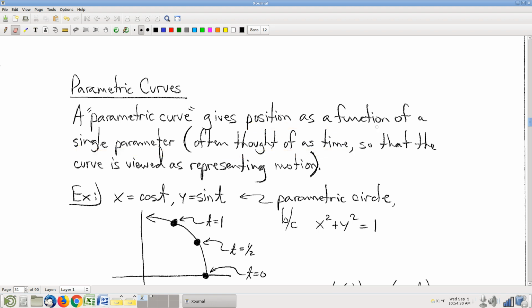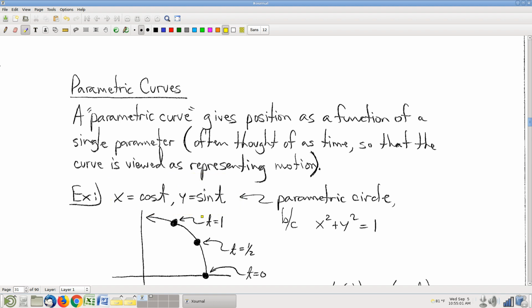This is a classic first example. Suppose I let x be cosine t and y be sine t. Now that probably rings some bells, right? Flashbacks to trig class, right? So I claim that this is a parametric curve because it gives position, x and y, as functions of one input variable t that I like to think of as time. So position is a function of time. This effectively traces out a curve. Now, what curve does this trace?